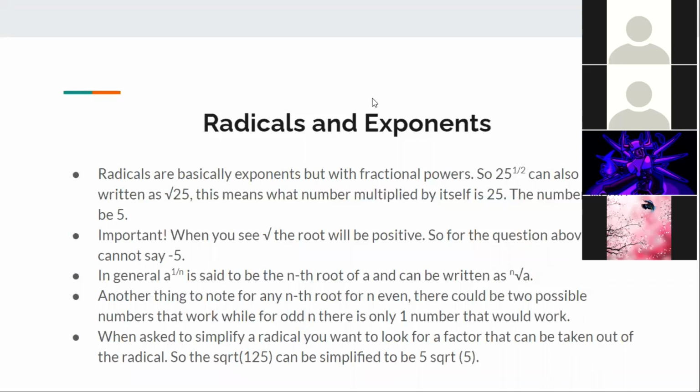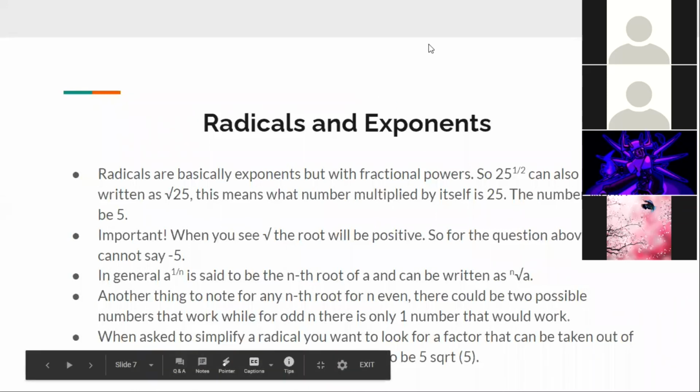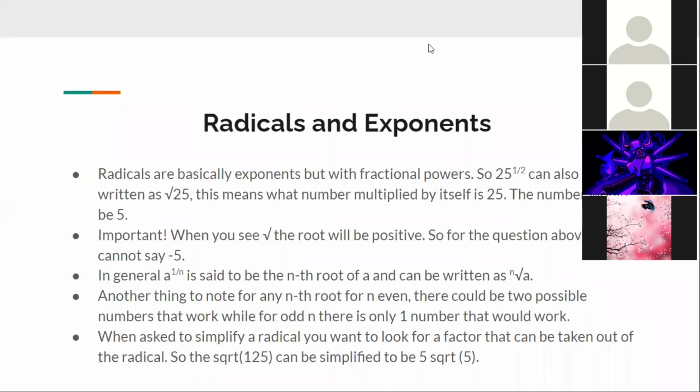And in general, a to the power 1 over n is said to be the nth root of a, and can be written like this, nth root of a. Another thing to note, for any nth root for n even, there could be 2 possible numbers that work. While for odd n, there's only 1 number that would work. But as we said before, you always take the positive if it's even.